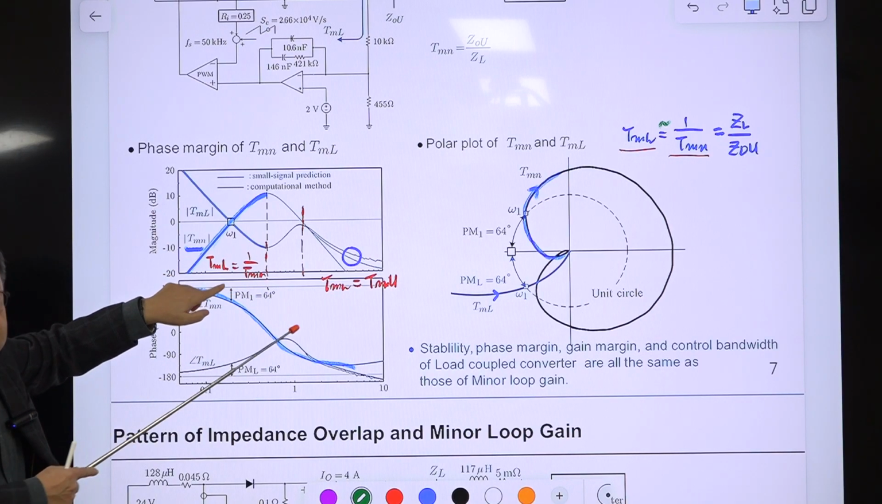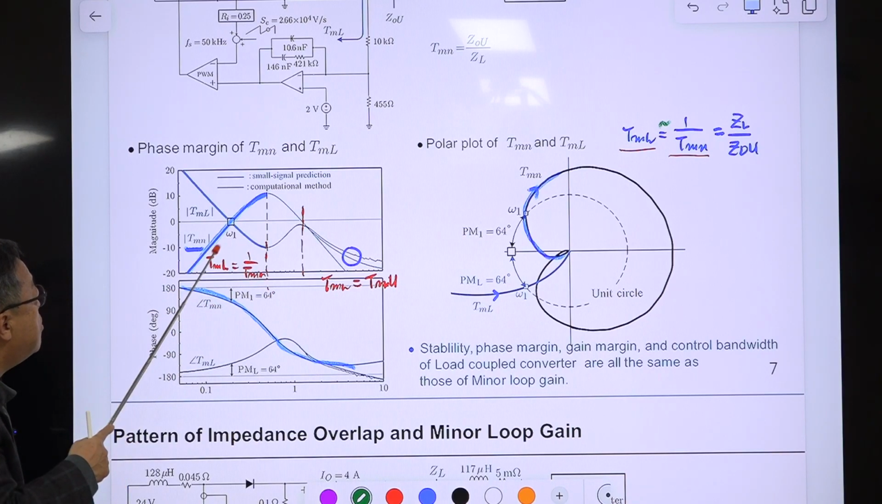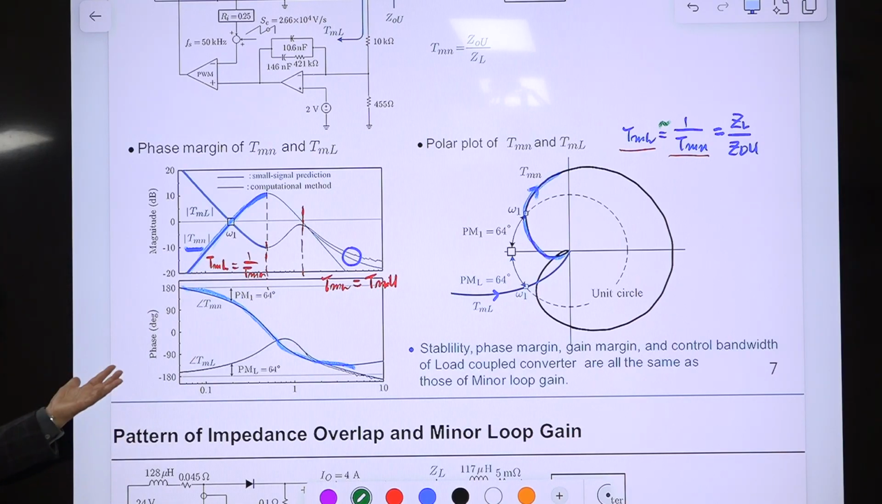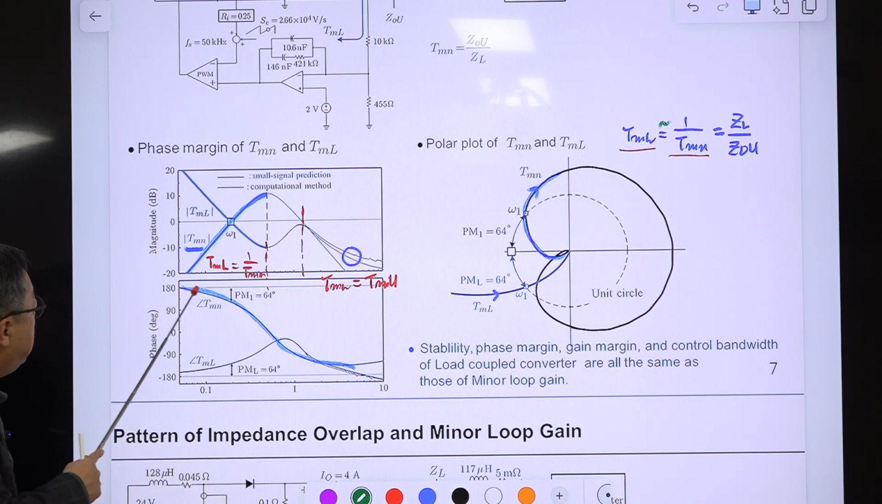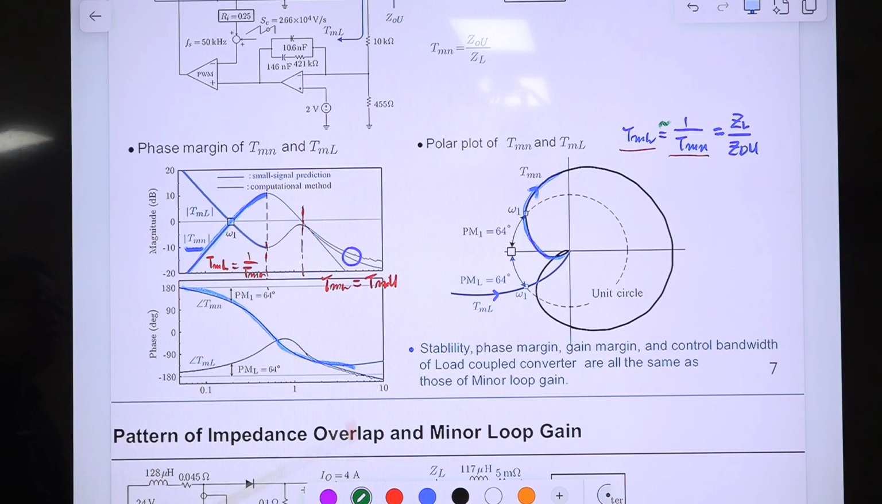Think about this. This is obvious. When this is very large, this becomes small, and when this is very small, this becomes large. Opposite. In terms of phase, this is 180 degrees minus 180 degrees. The phase margin remains the same. Let me explain that later.